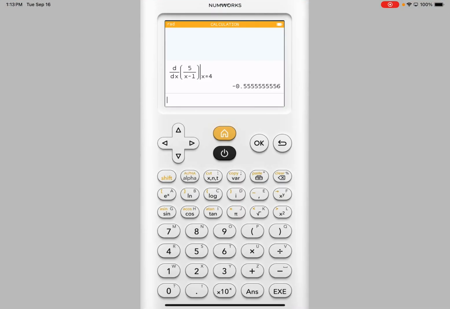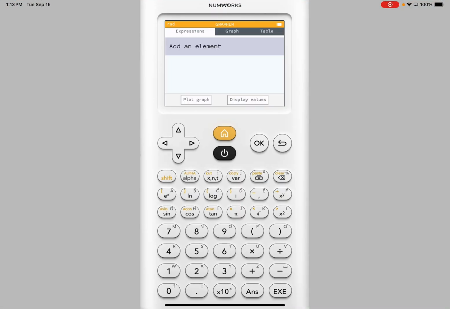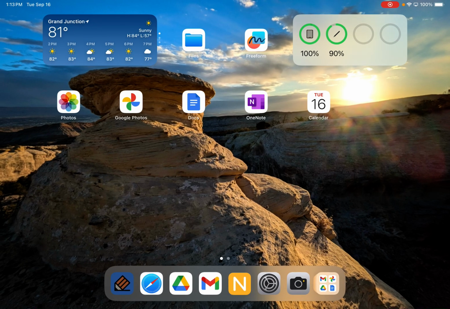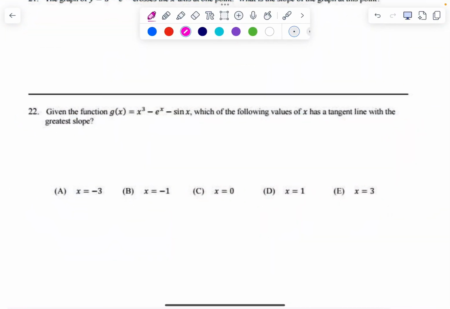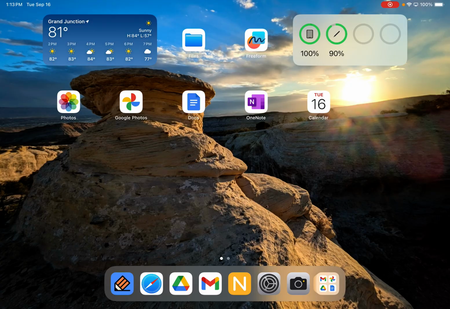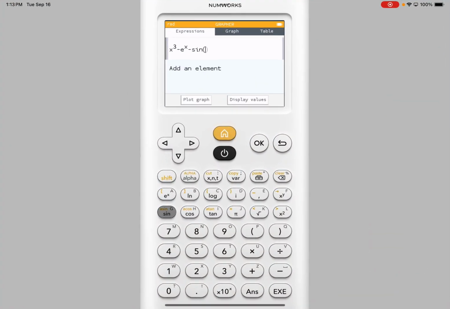Here's how I would do this one. Go to the grapher, and we're going to say x cubed minus e to the x minus sine x.